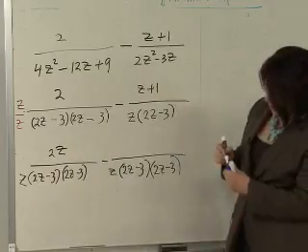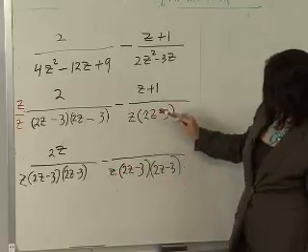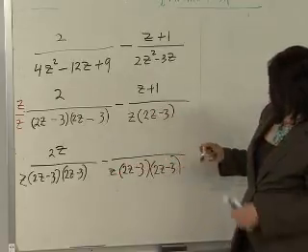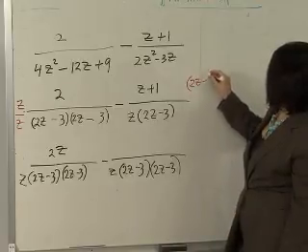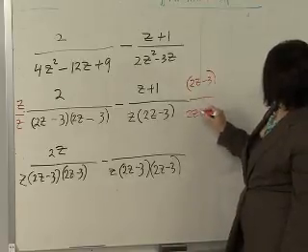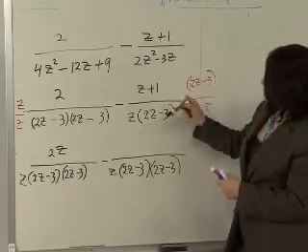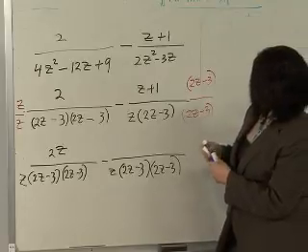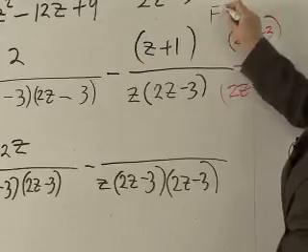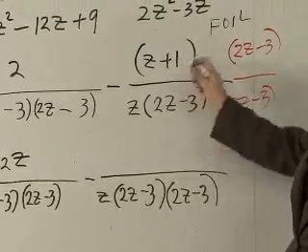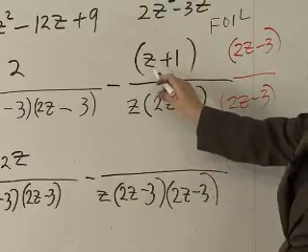Now here, what's missing? The z, I have it. 2z minus 3, I have one of them, but I don't have the other one. So I need to multiply top and bottom by 2z minus 3. And my next step here is to FOIL, multiply z plus 1 times 2z minus 3. So I need to FOIL right here. And you could do this on scratch paper, however you want. But I'm going to do it my way here quickly.